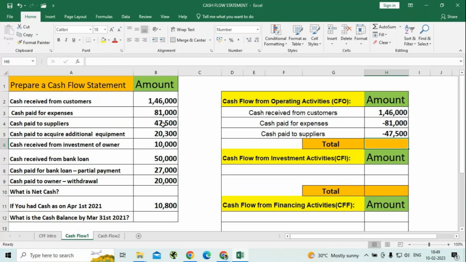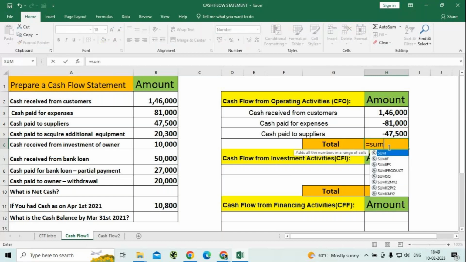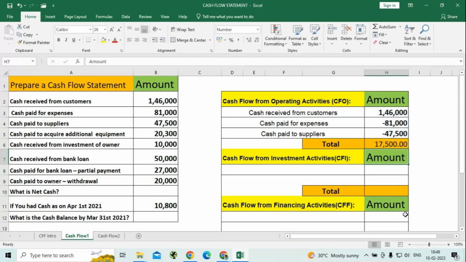Okay, so these are the three activities which are going to be involved in the operations. So now we are going to sum it up here. Equals to sum of. So the value now, total of cash flow from operating activities, we have 17,500.